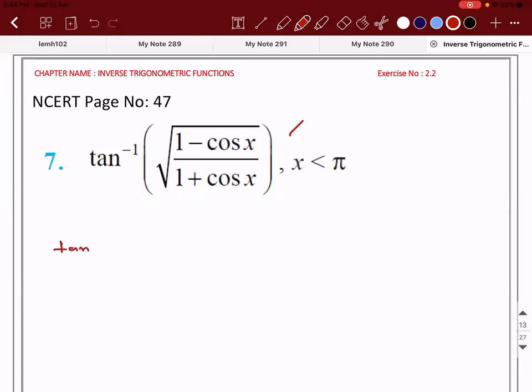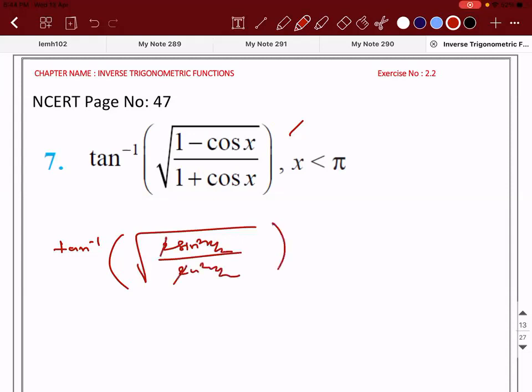So tan inverse of root of 2 sin square x by 2 over 2 cos square x by 2. The 2 and 2 are gone. So tan inverse of tan x by 2, and the answer will be x by 2. That's it. Next one.